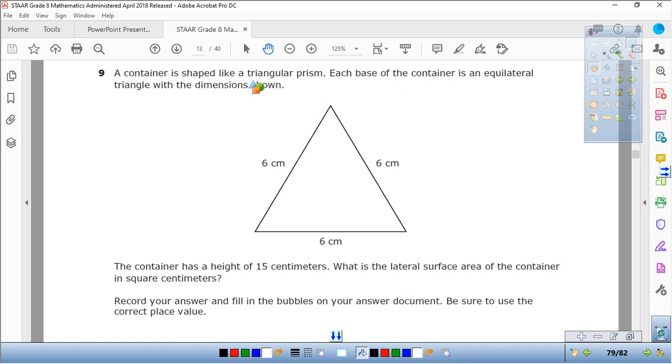A container shaped like a triangular prism. Do y'all know what a triangular prism is? It's this shape.